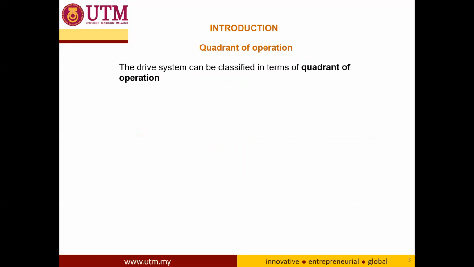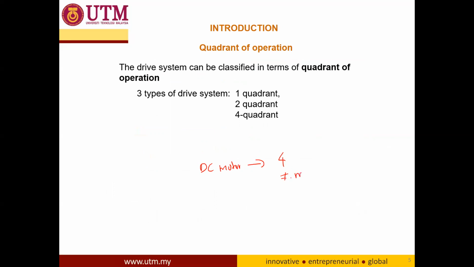I would like to mention again the quadrants of operation. We have 4 quadrants, and your DC motor is capable of functioning in all 4 quadrants, which are forward motoring, forward braking, reverse motoring, and reverse braking. This depends on the torque and the speed. Torque is proportional to the current, and the speed is proportional to the input voltage.